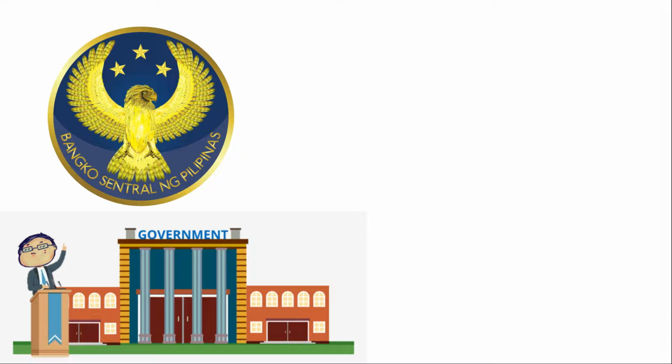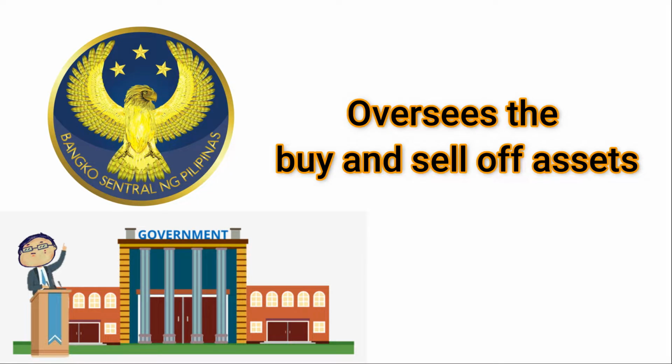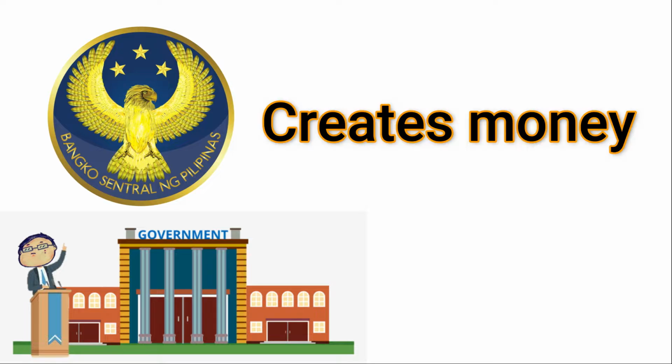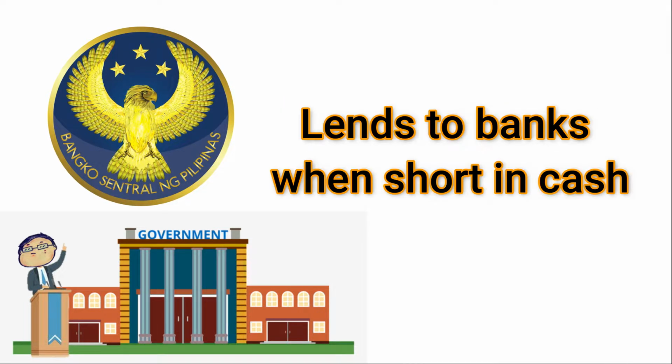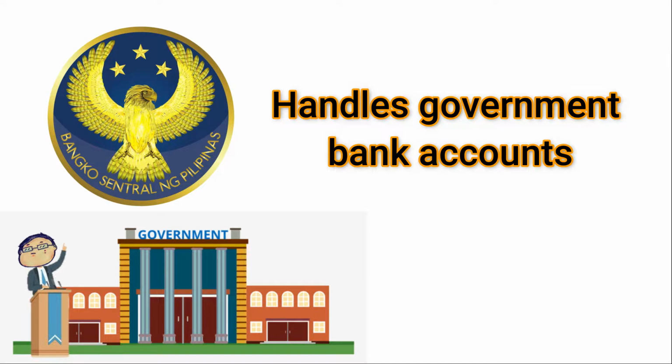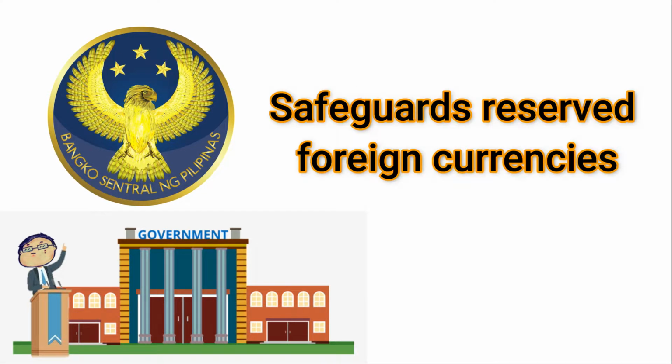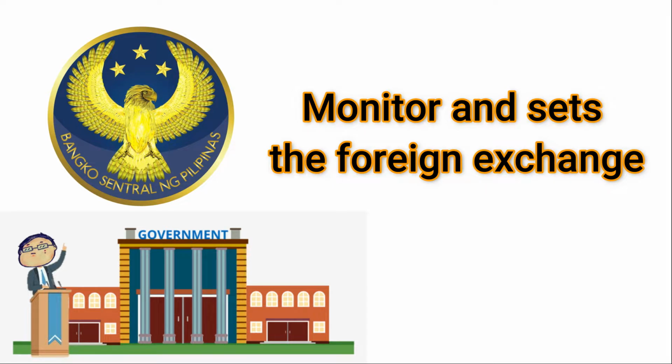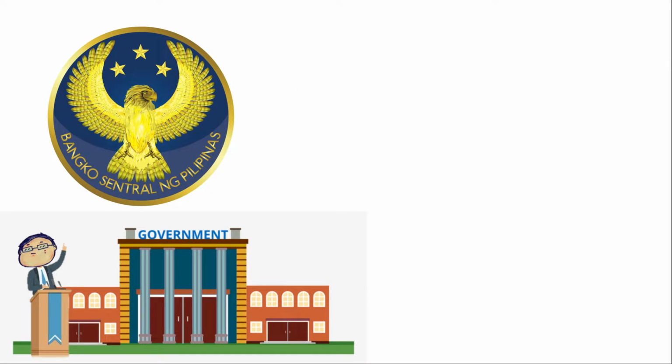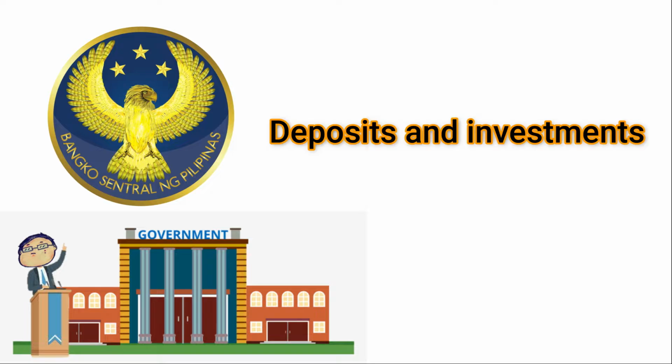Here are the other responsibilities of BSP. It oversees the buy and sell of assets. It creates money. It lends to banks when short in cash. It handles government bank accounts. It safeguards reserve foreign currencies. And it monitors and sets the foreign exchange. The banks are the link between deposits and investments.